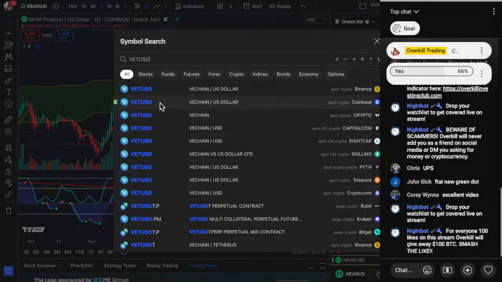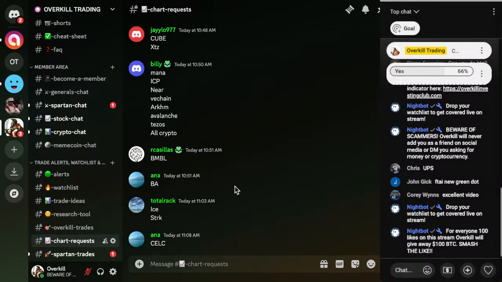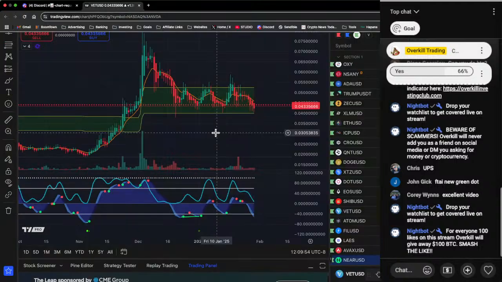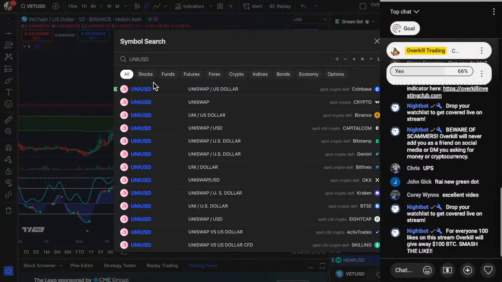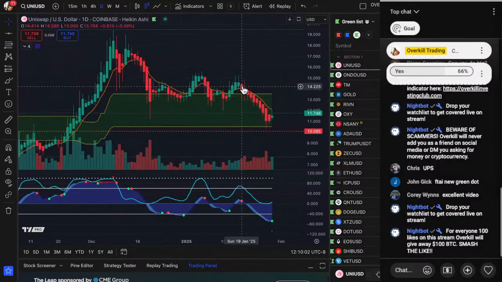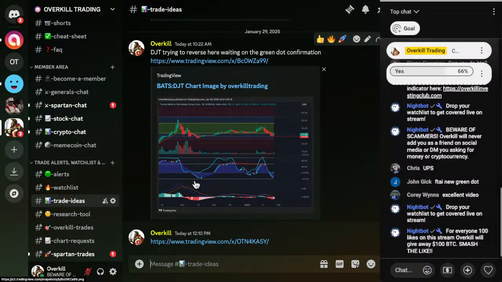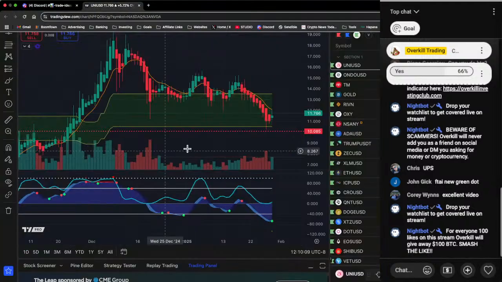We got VeChain. And we're getting pretty close here to the end. If you guys got those requests, we got one from Dusty here in the chat. That one is putting in a nice bounce here today. I like Uniswap here with a stop loss at $10. I'm actually going to call this one out over here in the trade ideas. Boom, Uniswap. Okay, that one looks really good here.